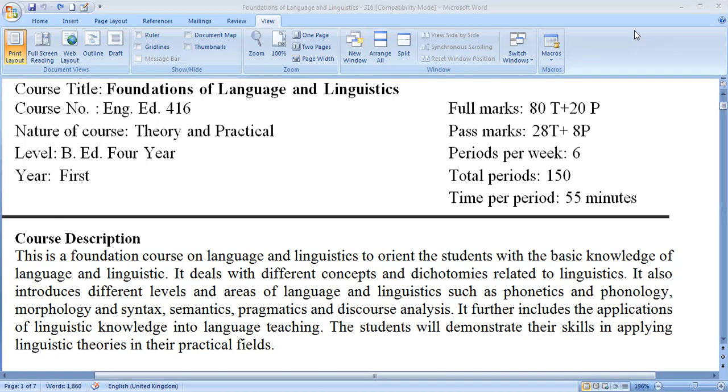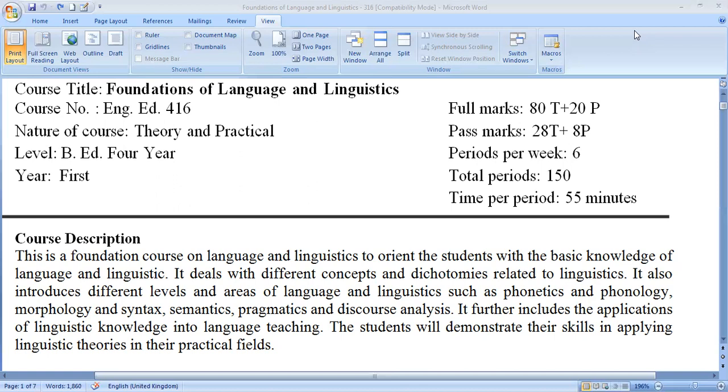This subject belongs to B.Ed first year Major English. The subject code of this subject is 416, Education English, English Education. The title of the course is Foundation of Language and Linguistics, and this course is theory and practical. It is 80% theory and 20% practical. The full marks for theory is 80 marks and practical 20 marks.